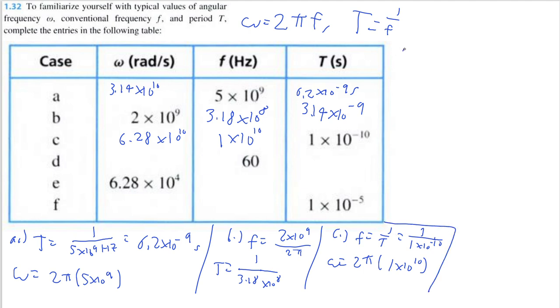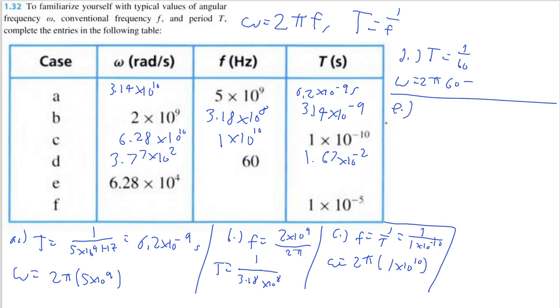Okay, let's solve for D. We're given frequency. We can solve for period, which is equal to 1 divided by 60. That is, we're just writing in the table, 1.67 times 10 to the negative 2 seconds. And then omega is equal to 2 pi times the frequency of 60, which is 3.77 times 10 to the power of 2 radians per second.